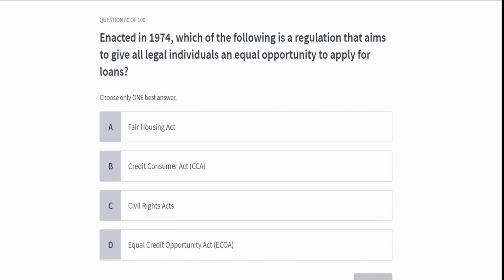All right, number 80. Enacted in 1974, which of the following is a regulation that aims to give all legal individuals an equal opportunity to apply for loans? Is it A, the Fair Housing Act; B, the Credit Consumer Act, the CCA; C, the Civil Rights Acts; or D, the Equal Credit Opportunity Act, or the ECOA? So go ahead and take some time and come up with the correct answer.